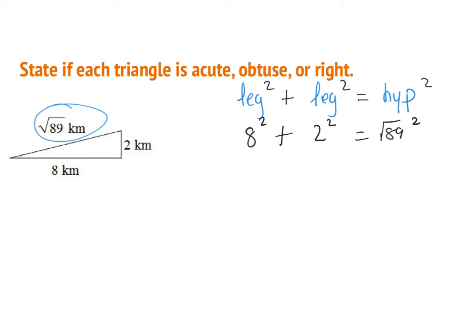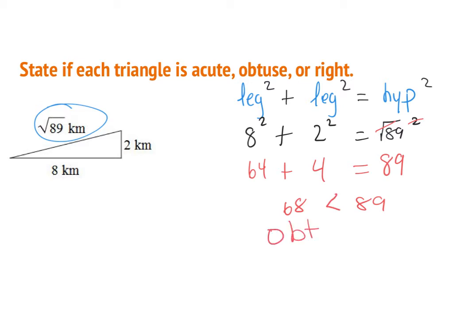I'm going to simplify, so 8 times 8 is 64, 2 times 2 is 4, and then the square root and the square cancel each other out, so I'm just left with the radicand, the inside number, which is 89. So 64 plus 4 is 68. And then we have 89 on the right-hand side. So my hypotenuse is bigger, it's greater. So that means that this is an obtuse triangle.